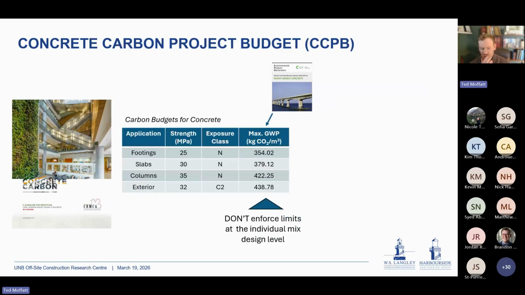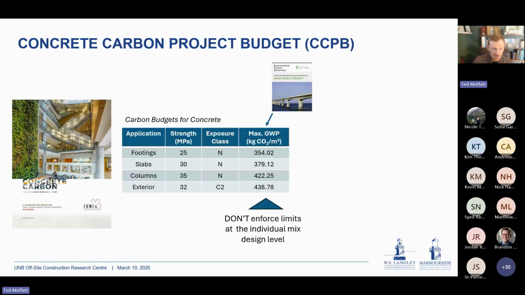So to finish off, I'm just going to briefly go through a little case study on how carbon emissions are calculated. I mentioned this concrete carbon project budget. The instructions on how this is done are available in the CRMCA's concrete carbon document. It was recently updated in November of last year. It's available for free online by Googling CRMCA or concrete carbon, or I can share this presentation and provide a link, but it's pretty easy to find.